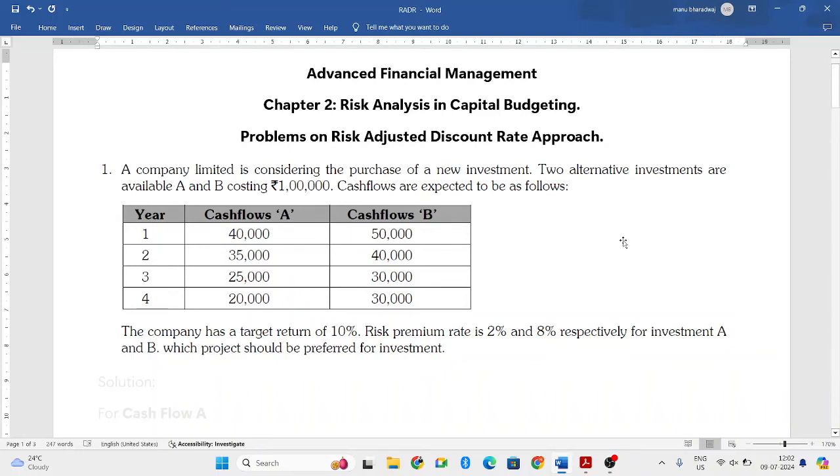This problem is from the chapter risk analysis and capital budgeting. In this, you will get many types of methods of calculating risk. In that, first let us solve the problems on risk adjusted discount rate approach.